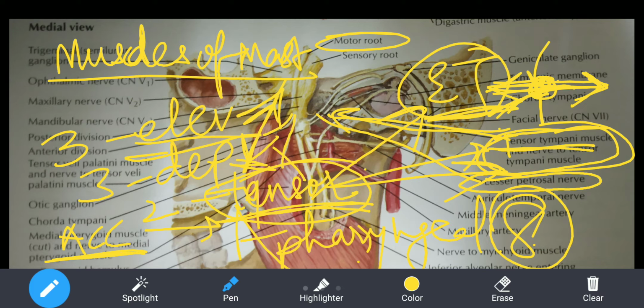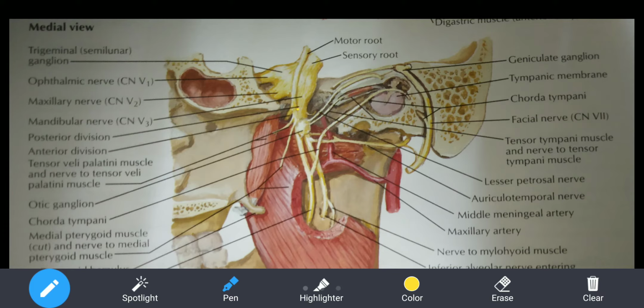So I had told you that they will ask you a question of except: all are the elevators of mandible except, and they will write all four names: masseter, temporalis, medial pterygoid, lateral pterygoid. So answer is lateral pterygoid because it is the depressor. Rest all are elevators. Already we saw that medial pterygoid is getting a branch from here. See, this is the branch for the medial pterygoid already.